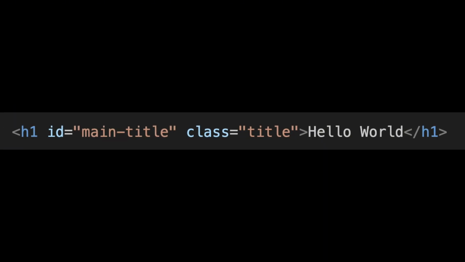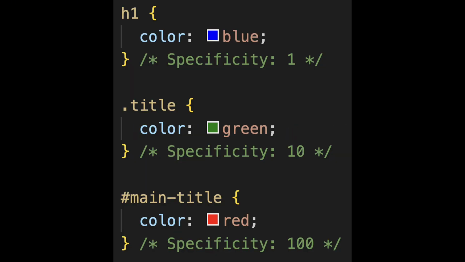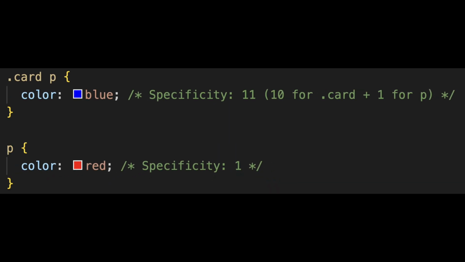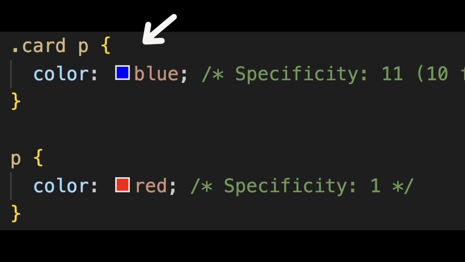For example, if we apply these styles to an H1 with a class and an ID, the color will be red because the selector #main-title has the highest specificity, 100 score. Let's look into the common mistakes why your styles are overwritten. The p inside .card will be blue because .card p has a higher specificity, 11, than p alone, 1.